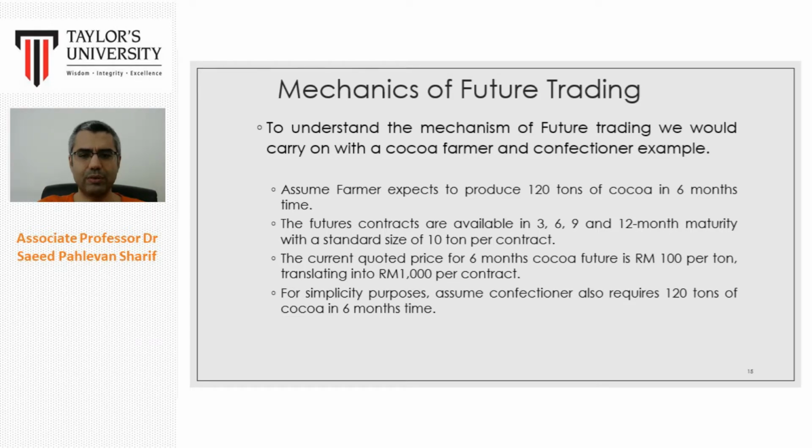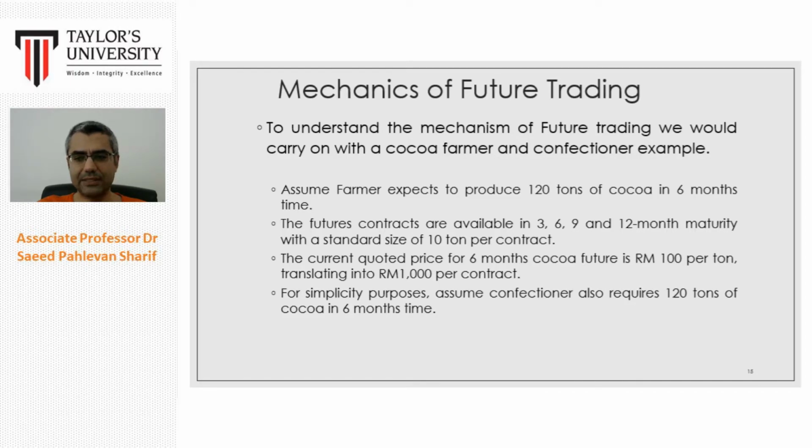Now, assume the farmer expects to produce 120 tons of cocoa in 6 months' time. The futures contracts are available in 3, 6, 9, and 12-month maturity with a standard size of 10 tons per contract. The current quoted price for 6-month cocoa futures is 100 ringgit per ton. This means that the price of each contract is 1,000 ringgit.